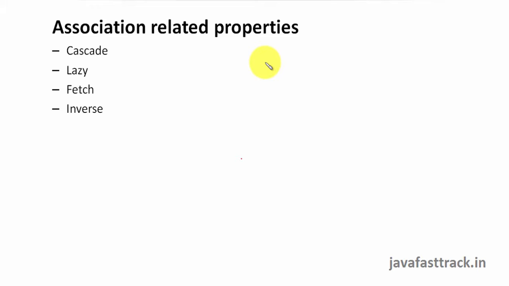In this tutorial, I'll explain 4 association related properties: the cascading property, lazy, fetching, and inverse. I'll try to apply these 4 properties in the one-to-many association example. I'll take the same code which I generated for one-to-many. In that, I'll try to experiment with these 4 properties.